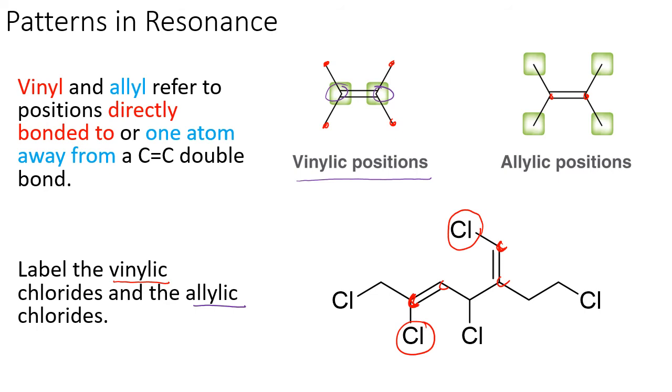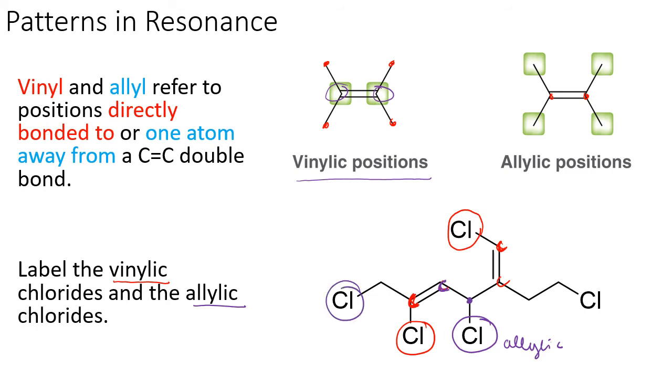Let's look at the allylic positions now. So notice here we have our carbon that's part of the double bond, and that carbon right there would be the vinyl position, but this chloro group right here is one away from the double bond. So this is considered the allylic position. So that chloro in purple that I circled is an allylic carbon or chloro group. And then same thing for this one on the far left.